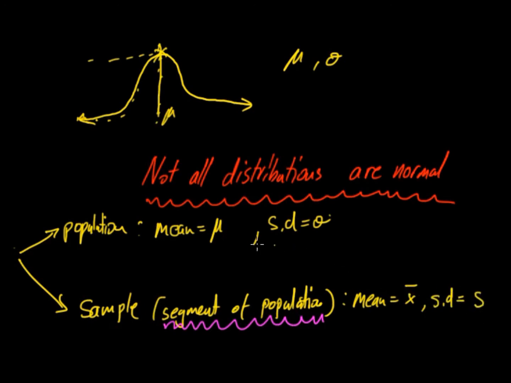And the reason for this is that these are not necessarily going to be the same. If you take a whole population of 1 million people, then you may get a different mean compared to just taking a sample of 100 people from that population.